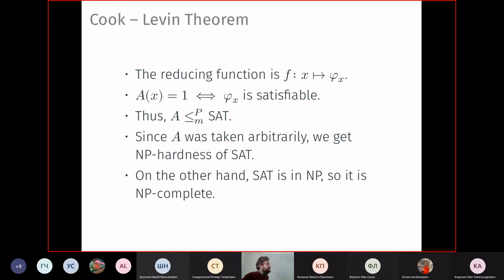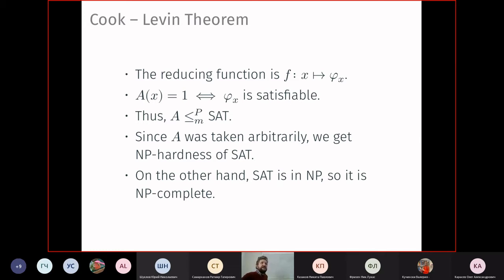So at this point, we finish the sketch of the proof of Cook's theorem. If there are any questions, please ask them now. If not, then we proceed to something a bit more specific.